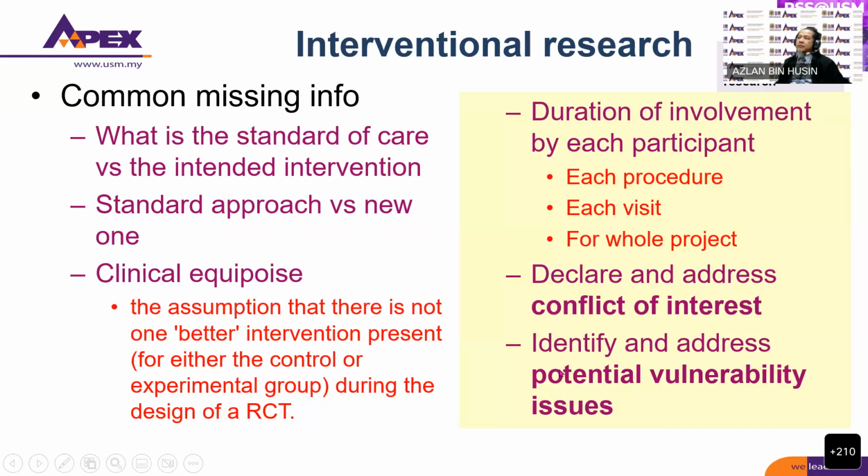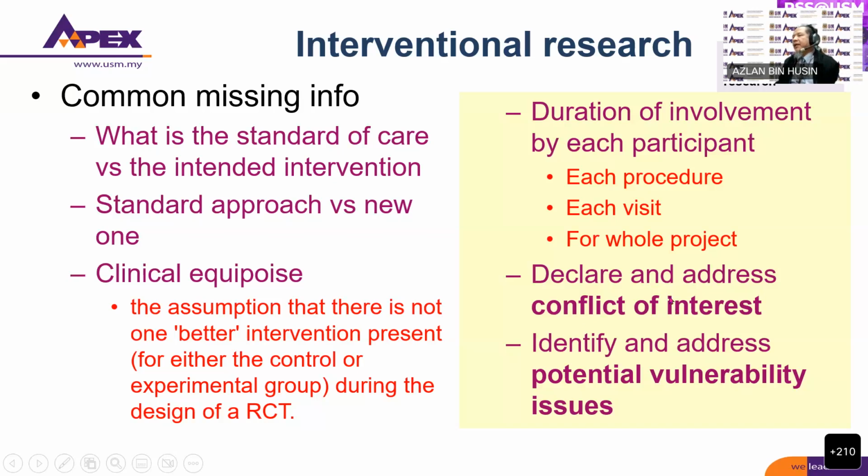And you have to declare and address conflict of interest. Conflict of interest is not something that is not allowed at all. Yes, it can be allowed, but you need to make sure how you address it, so that when you conduct this study, the data is well guarded in terms of integrity, well validated, and accurate. Right? It is not biased.